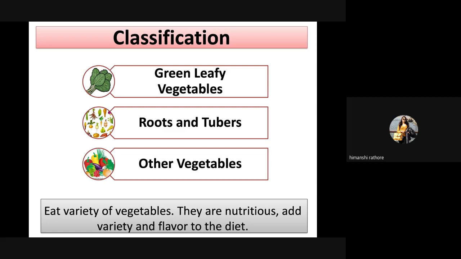So eat a variety. It is always said that you have to eat a variety of vegetables so that you can get the maximum number of nutrients, and they are nutritious, add variety and flavor to your diet. So why not add them to your diet? So try to have a lot of vegetables in your plate if you want to stay healthy.